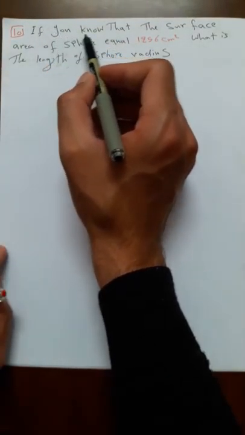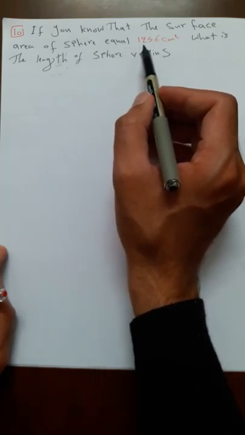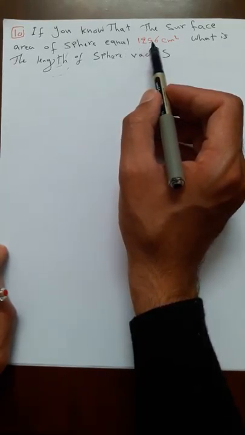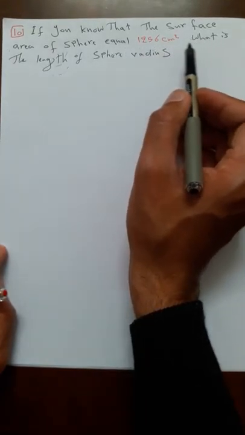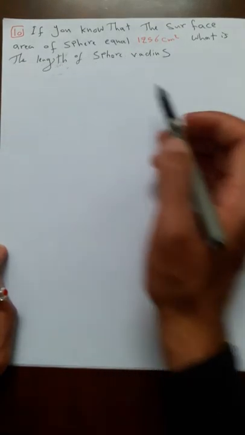Question 10. If you know that the surface area of a sphere equal 1256 centimeters square, what is the length of the sphere radius?